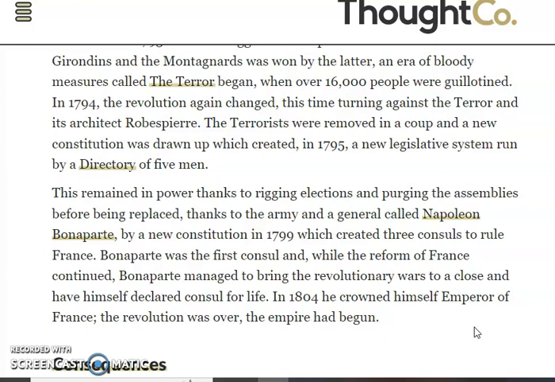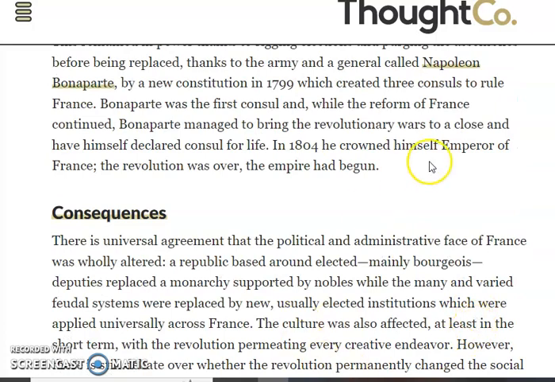Bonaparte was the first consul, and while the reform of France continued, Bonaparte managed to bring the Revolutionary Wars to a close and have himself declared consul for life. In 1804, he crowned himself Emperor of France. The revolution was over. The empire had begun.